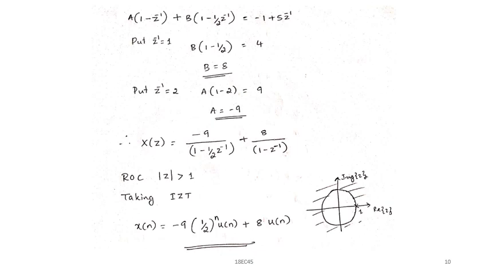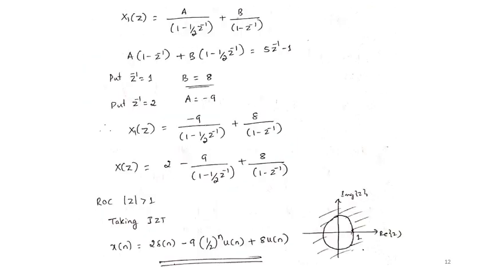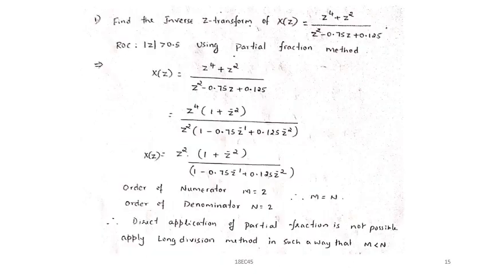So if I know the table and I know the z transform of standard signals, I can apply the inverse z transform directly. In this class, there are some other problems on inverse z transform, where the order of the numerator and denominator is equal, and where the order of the numerator is greater than the denominator. Thank you.